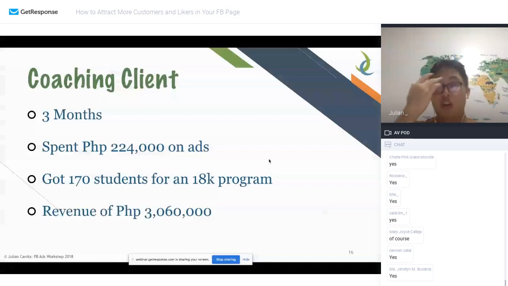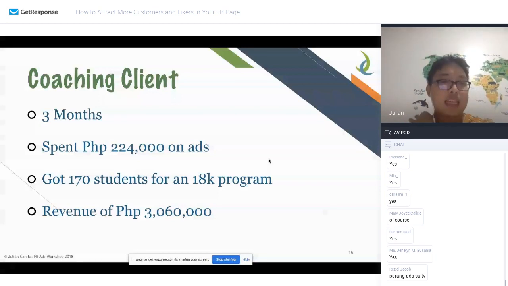All by spending 224,000. Now, the 224,000 doesn't seem so big anymore, right? And it's a period of 3 months, so it's spread out. So, of course, in this case, if that's our revenue, we'd gladly pay for that. Next, does it only work for online businesses?